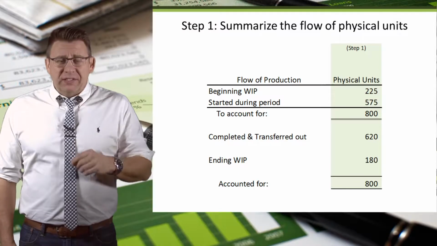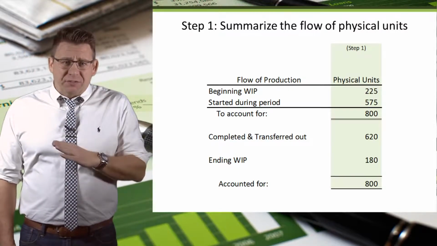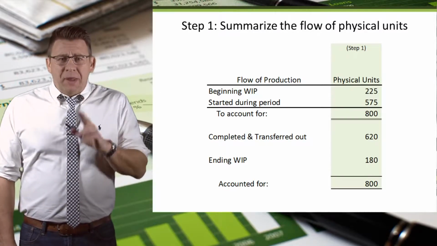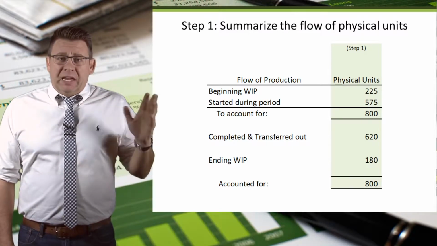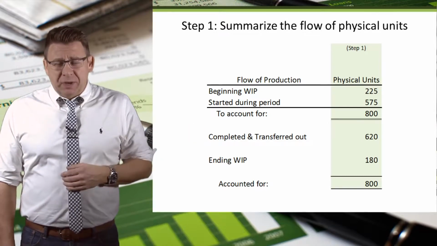There are only 2 things that can happen to our units. Either they were completed and transferred out to the next process, or they remain as partially completed units in ending inventory. Either way, the total needs to be 800, and you can see from here that it is.